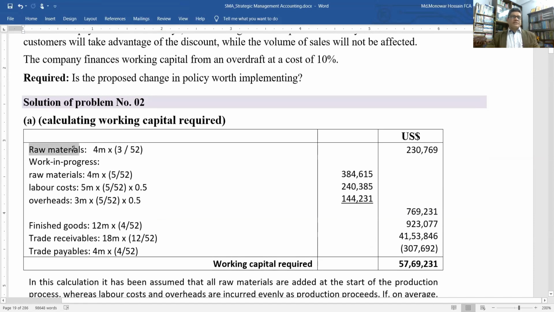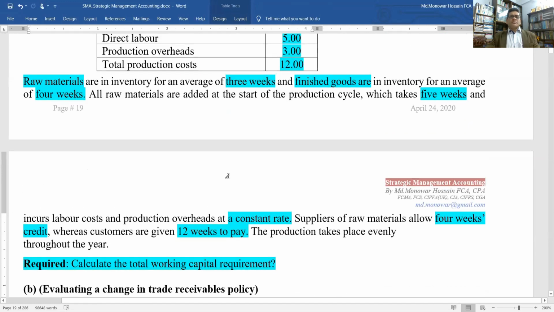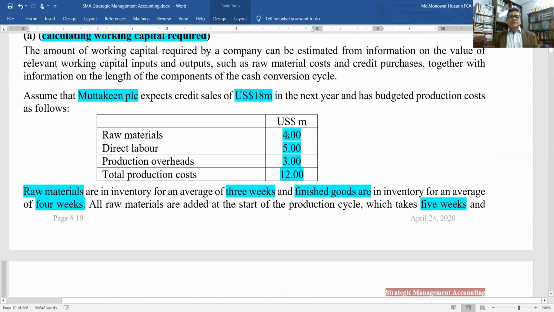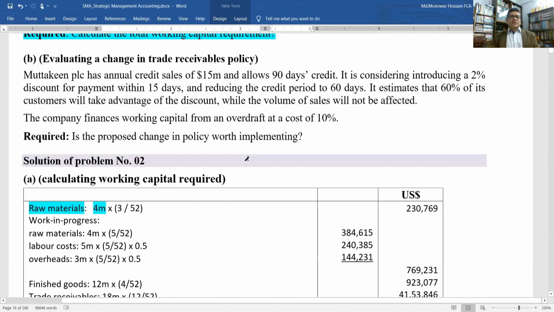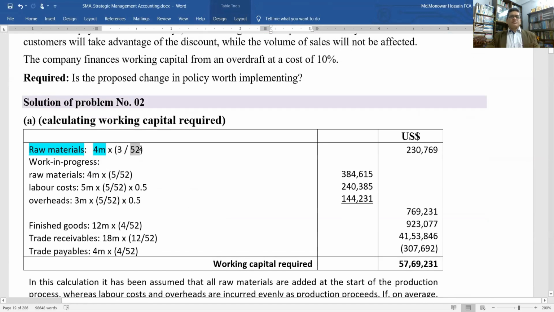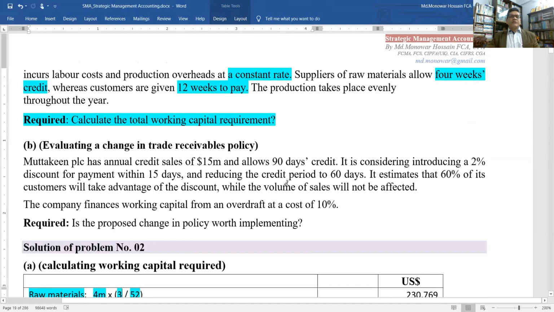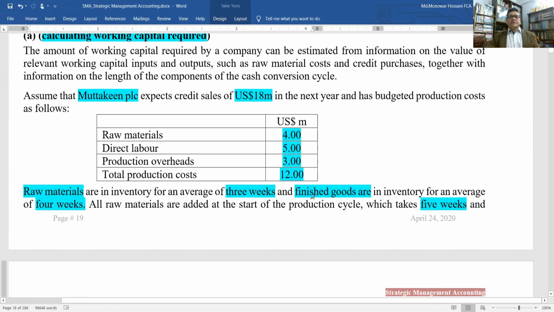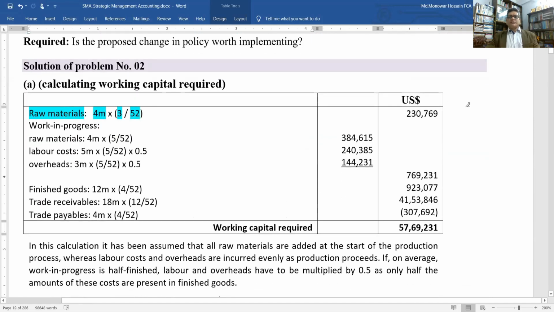Raw material, 4 million. How do we get this 4 million? Divided by 52, that means weeks, multiplied by 3 weeks. How do we get 3? From where do we get 3? This 3 is here, look, 3 weeks. Raw materials in inventory for an average of 3 weeks. So this 3 weeks, so raw material 230.